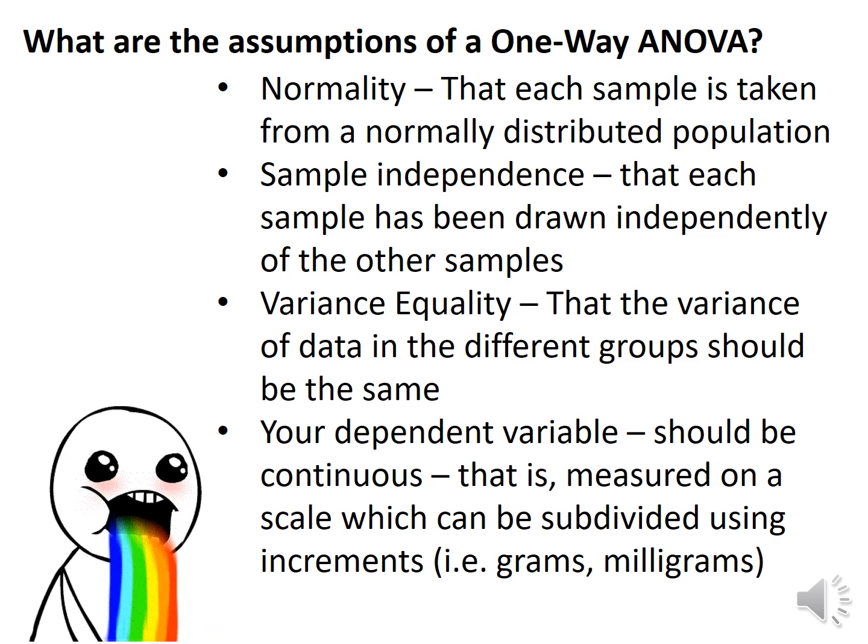And then the variances are assumed to be equal. That is, the variance of the data in the different groups should be assumed the same. So this reinforces the concept that the respondents should come from the same population. And then, of course, the dependent variable should be continuous. That is, the dependent variable should be measured on a scale which can be subdivided using increments like grams, milligrams, among other incremental measurements.